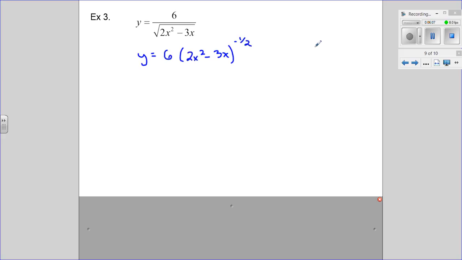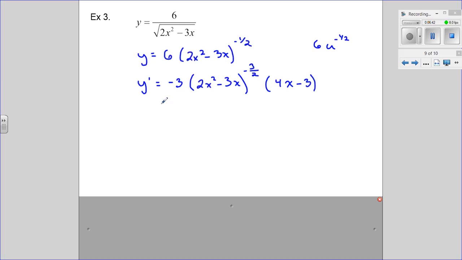So now I can identify this as 6u to the negative 1/2 power. So we can let u be the 2x squared minus 3x. Once I have it written like this, I can go ahead and take the derivative. Because negative 1/2 times 6 would be negative 3, I keep my inside function the same. I drop 1, so negative 1/2 minus 1 is going to be negative 3/2. And now I can multiply by the derivative of the inside function. So that would be 4x minus 3.